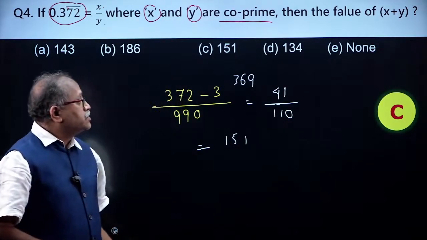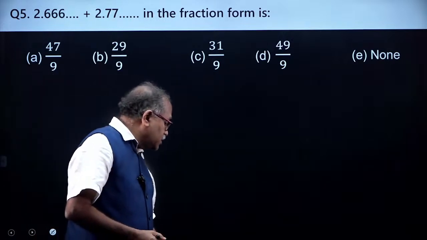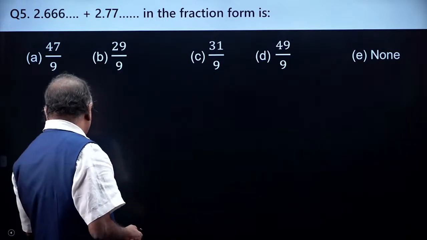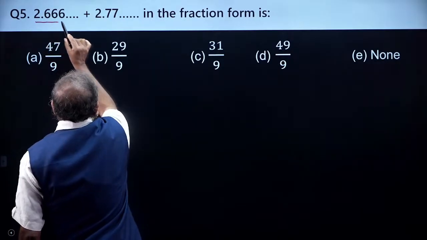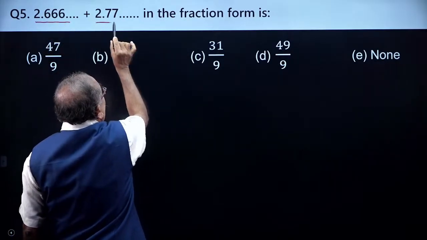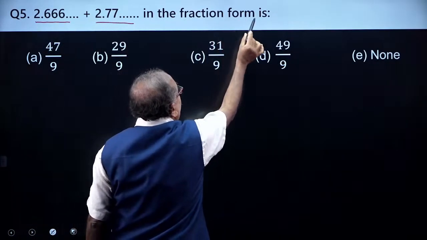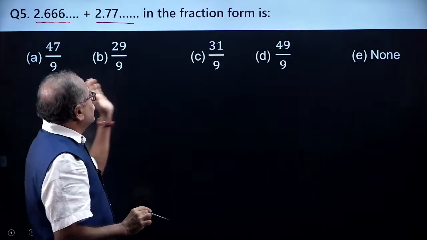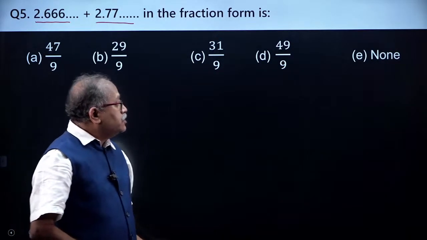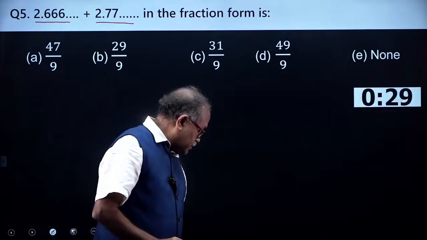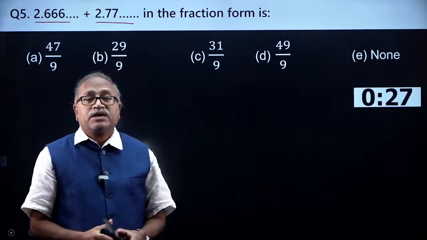Let's move on to the next question here, and here is the question. One more question on the recurring decimal, that is 2.6666 recurring plus 2.77 recurring, which will form in which fraction? Take your 30 seconds. This is what your 30 seconds is. This is also from the recurring decimal.